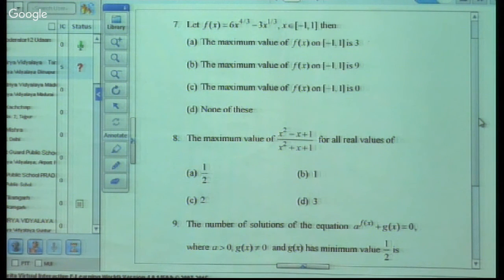For all real values, what is the maximum value of this expression? It is a rational expression. In question 8, you will find this is a rational expression: x square minus x plus 1 upon x square plus x plus 1. Now, how to go about it? You have to find the maximum value of this expression, right?